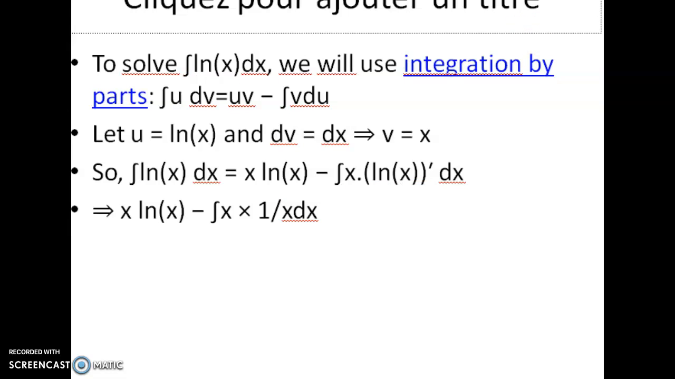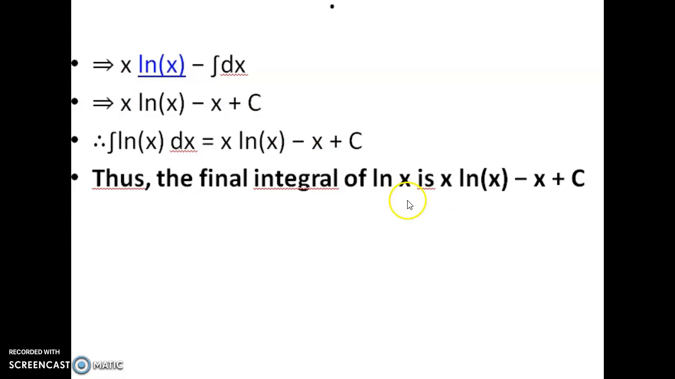Let us finish it off on the bottom page. Right, x ln x minus, since x over x is 1, we're left with only dx here. So it becomes x ln x minus the integral of dx. The integral of dx is x plus the constant of integration c. So this is the integral of ln x by parts. The final answer is this one.